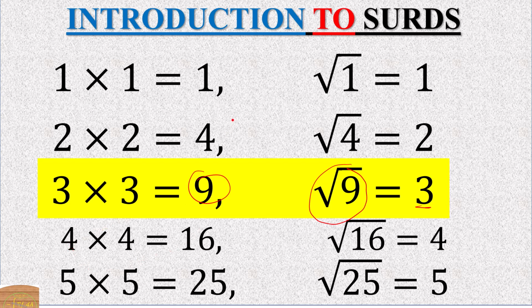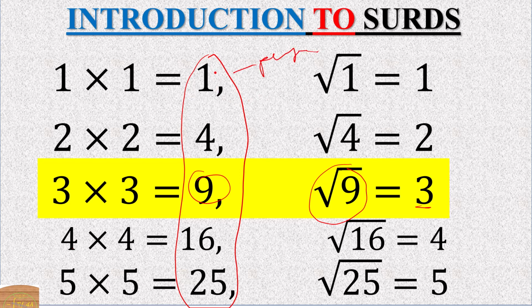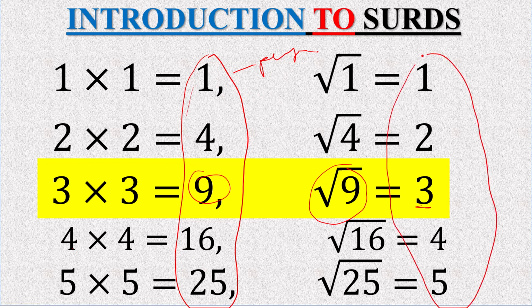Now, these numbers here are called perfect squares. When we take the square root of these numbers, you get exact values. There won't be any decimals or points or what have you. So these numbers are called perfect squares. For instance, 10 times 10 is 100. If you take the square root of 100, it will give you 10. So 100 is a perfect square.